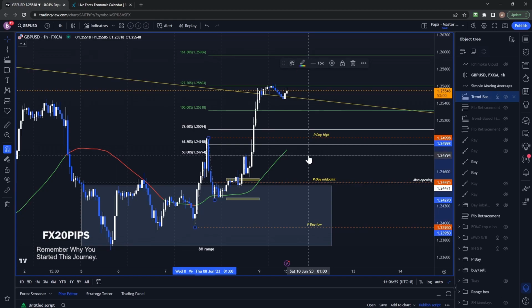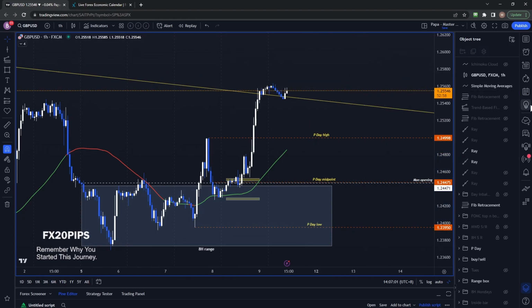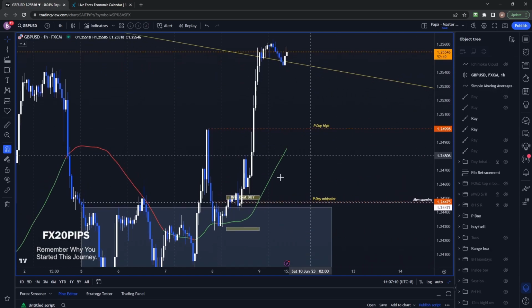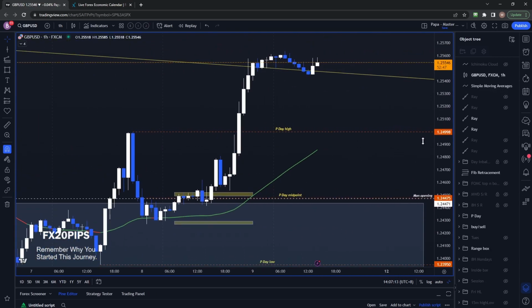Let me zoom in. I don't think we need this anymore. Let's remove this one. I don't need all this. So this candle is the London opening.